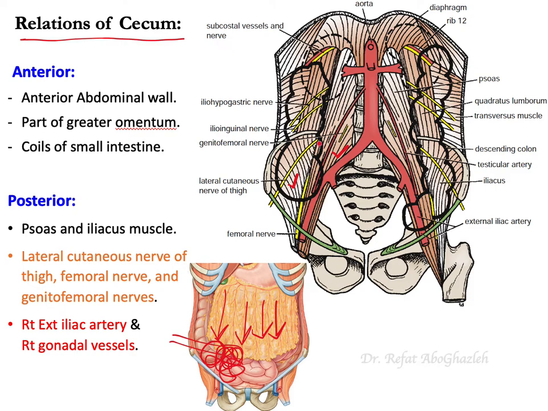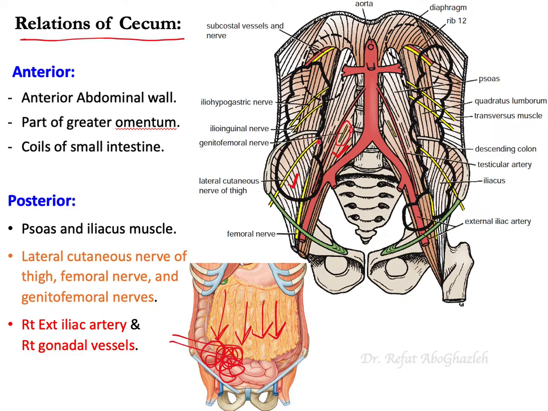And there is a nerve that traverses the iliacus muscle. What's this nerve? It's the lateral cutaneous nerve of thigh. So this is the lateral cutaneous nerve of thigh that passes just on the iliacus. But there is another nerve that passes on the psoas, which is the genitofemoral nerve, a branch from the lumbar plexus. So you have one nerve on the iliacus and the genitofemoral nerve on the psoas.